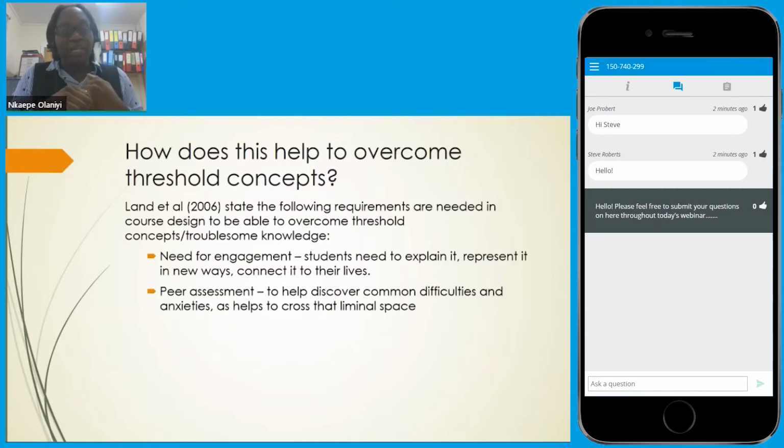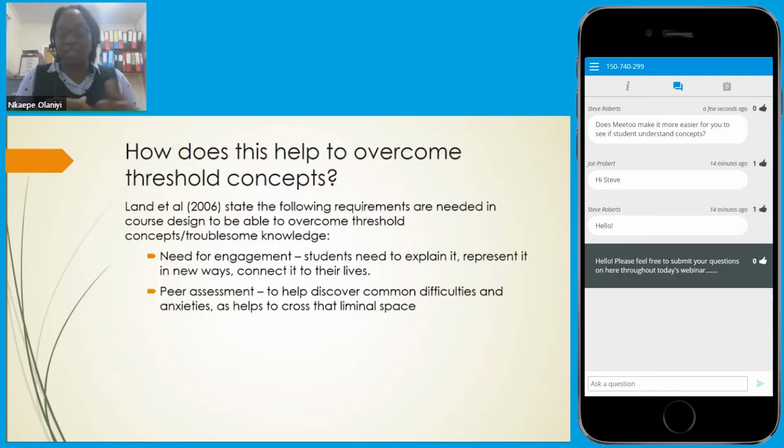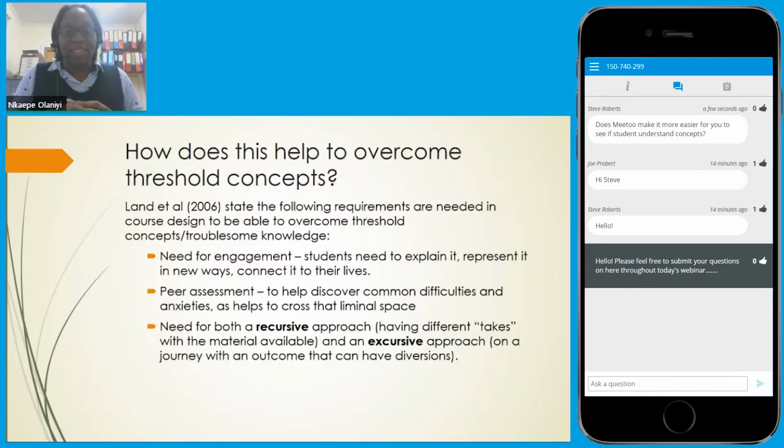There is a need for peer assessment so that they can discover the common difficulties and common anxieties they all face, because this will open them up to a liminal space where they can be open to accepting the new concept that you're trying to give them. And then there's a need for a recursive approach, so having different forms of material for them to choose how they want to understand this, and excursive, making it a journey.